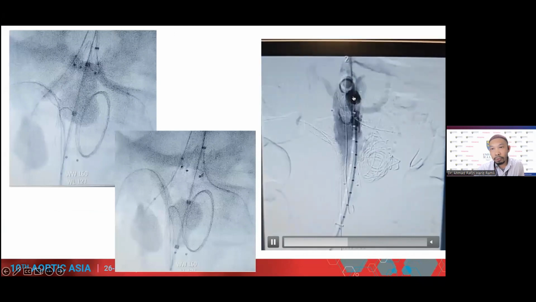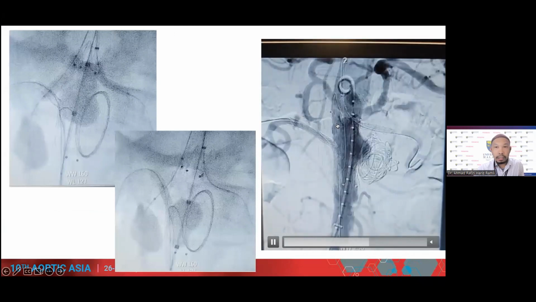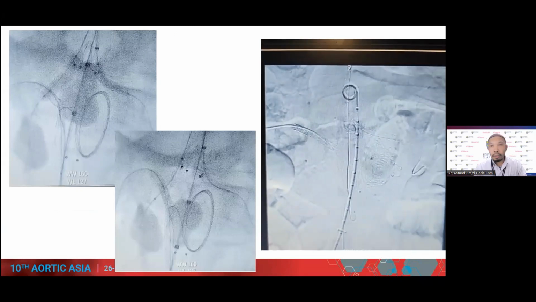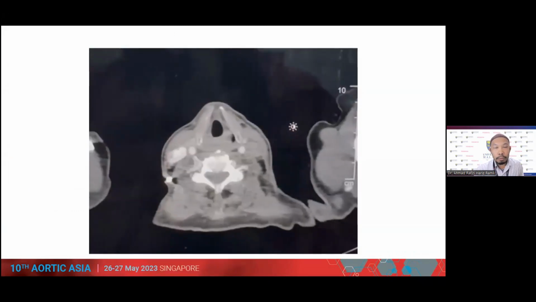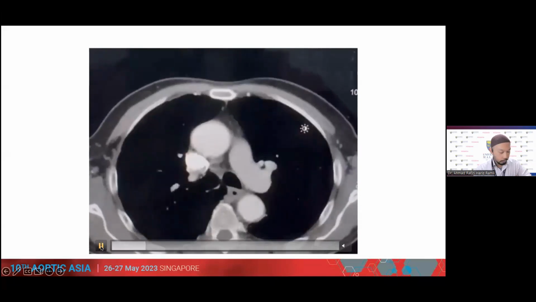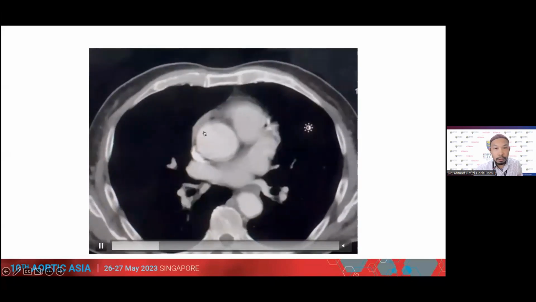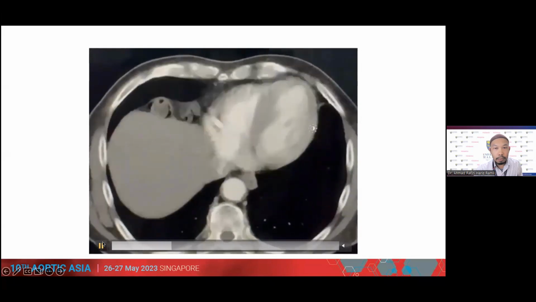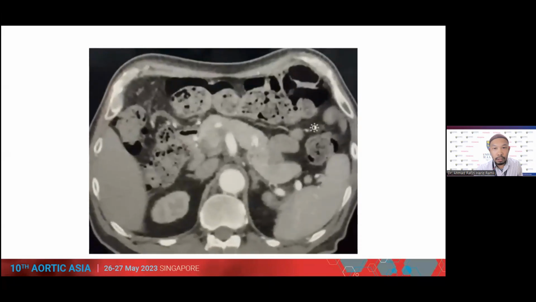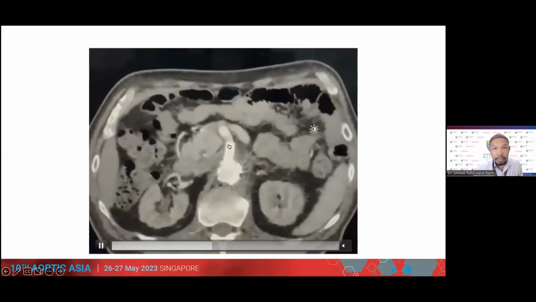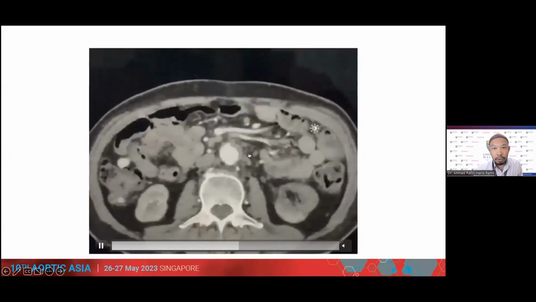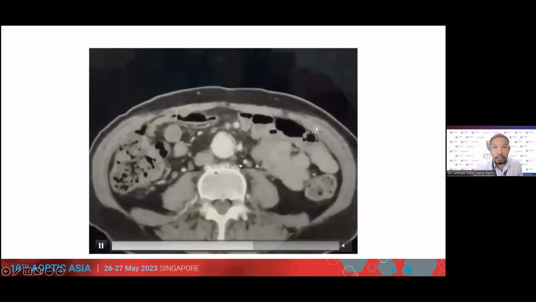As you can see, the contrast flows nicely into the visceral vessels and also into the renal vessels. Okay, this is the post-op CT scan. Sorry for the slowness. You can see the SMA and the renal stent. You see the sac is almost not there anymore, with the coil inside. All the renal stents, everything is patent.